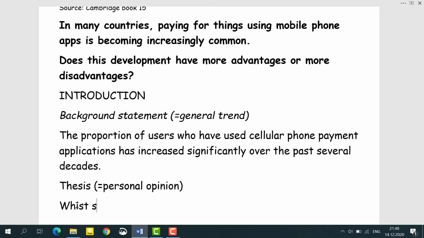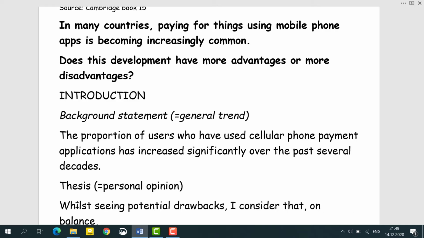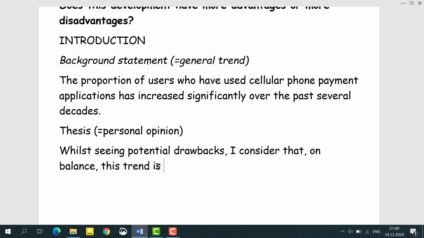Whilst seeing potential drawbacks, I consider that on balance, this trend is more positive than negative. That's it. Whilst means while.